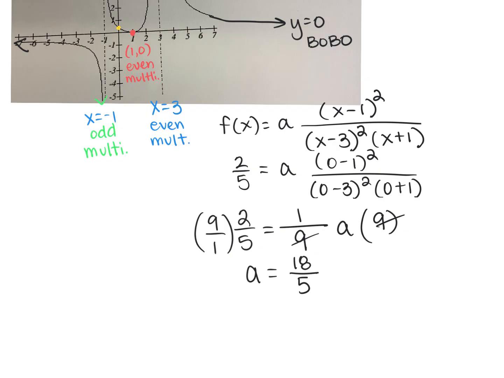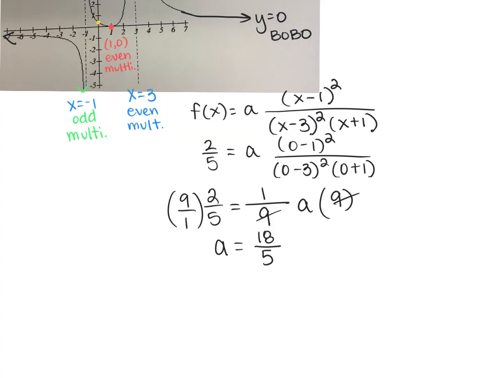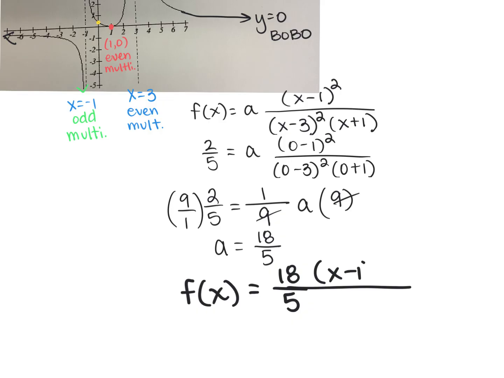So those 9s are gone, so I have an a value of 18/5. I don't need to be freaked out by the fact that that's an odd looking kind of number. All right, so my function has an equation of 18/5. Either keep that out front or you can just extend this and put the rest of it. So I have x minus 1 quantity squared. Down here we have x minus 3 quantity squared and x plus 1.